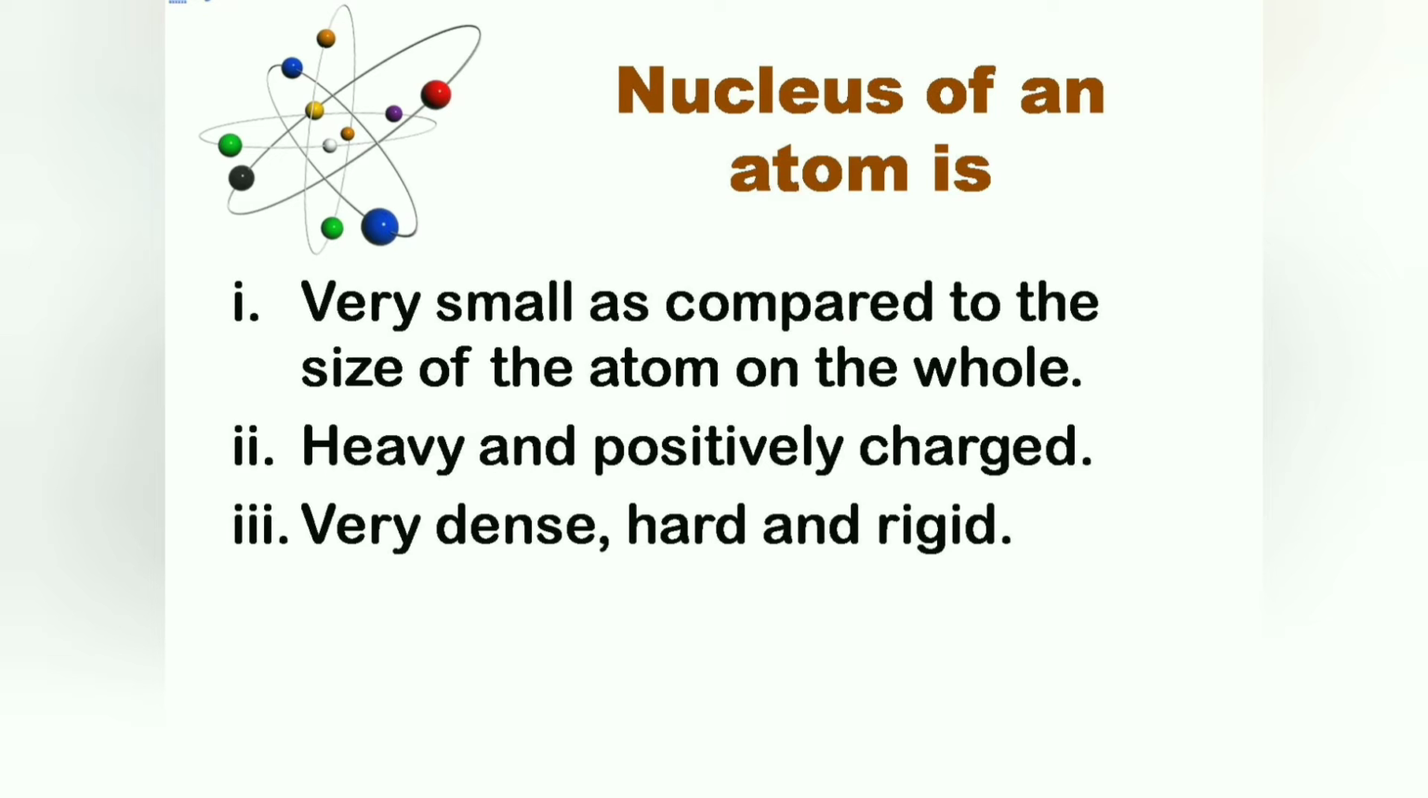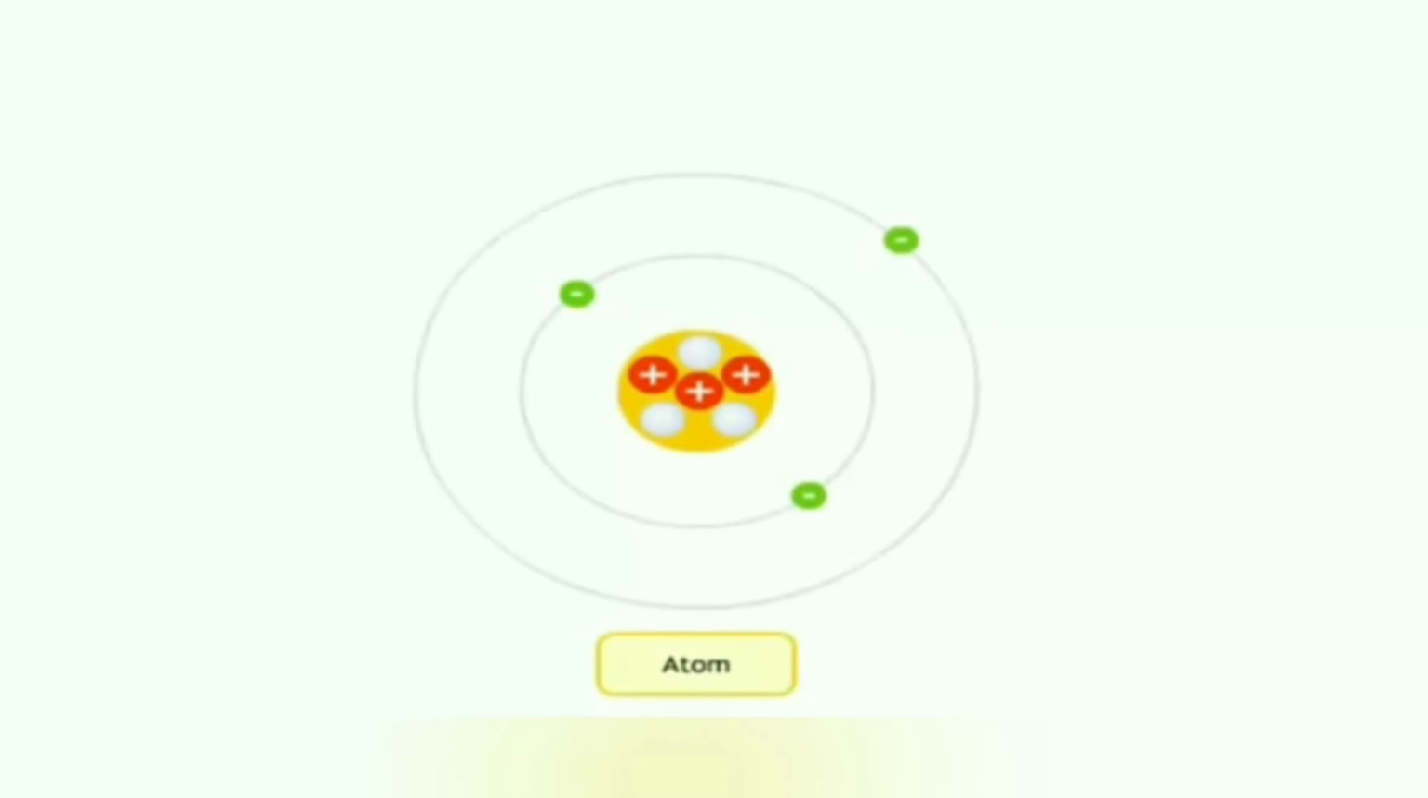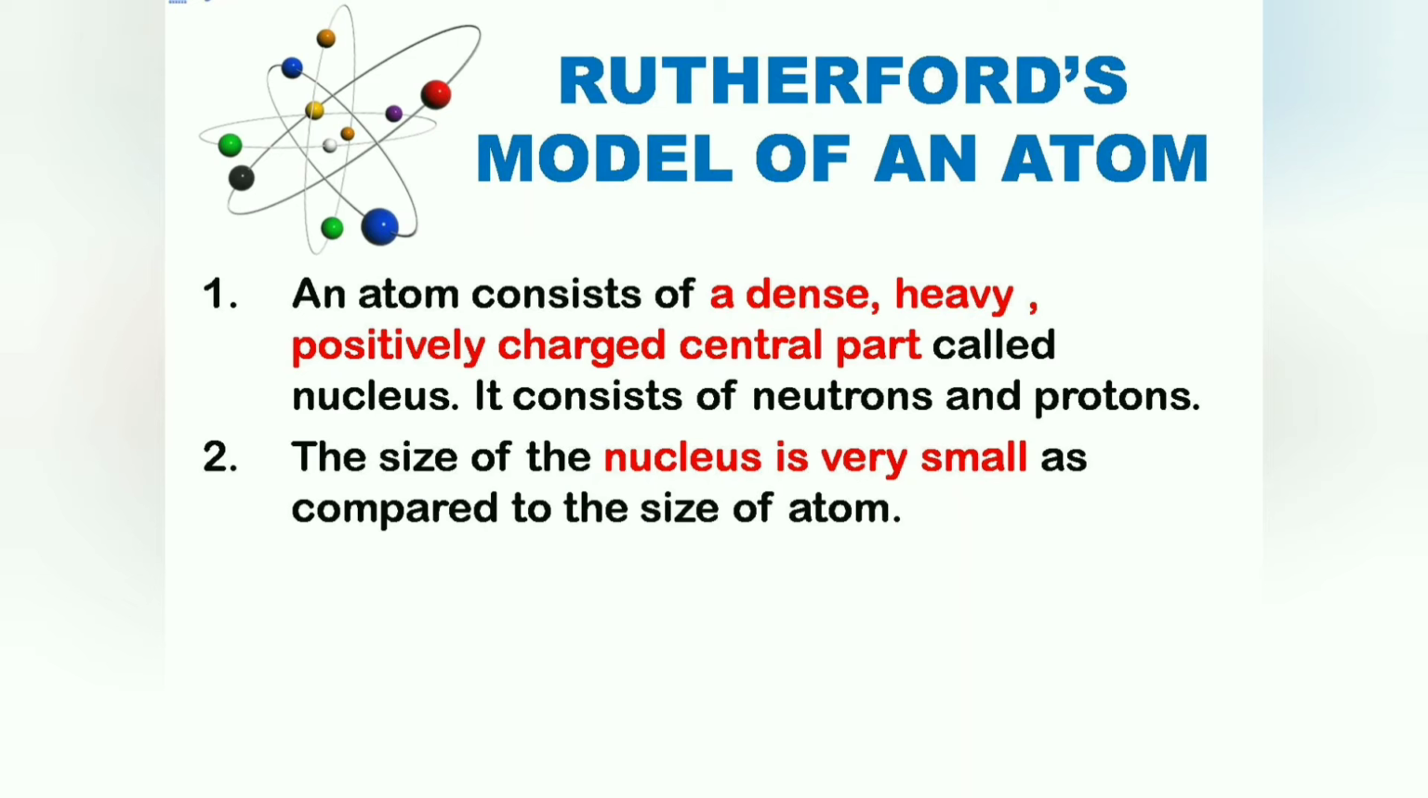Keeping this experiment in view, Rutherford tried to tell about the structure of atom in his model of atom called Rutherford's model of atom. According to this model, an atom consists of a dense, heavy, and positively charged central part called nucleus. This nucleus consists of neutrons and protons. The size of the nucleus is very small as compared to the size of atom.